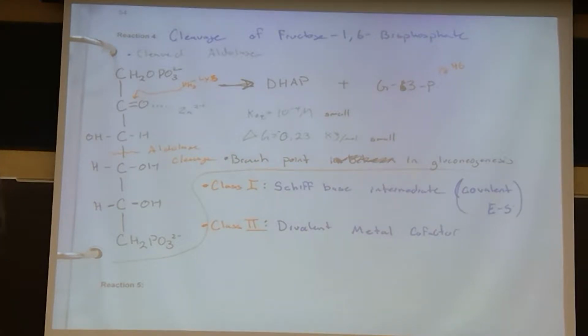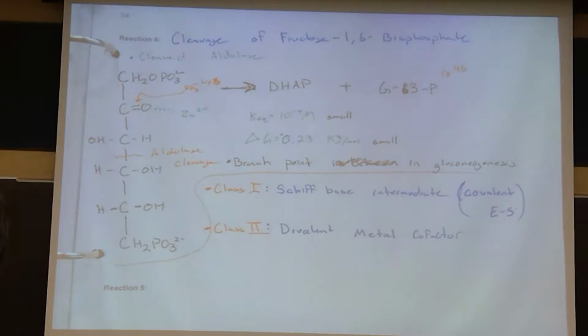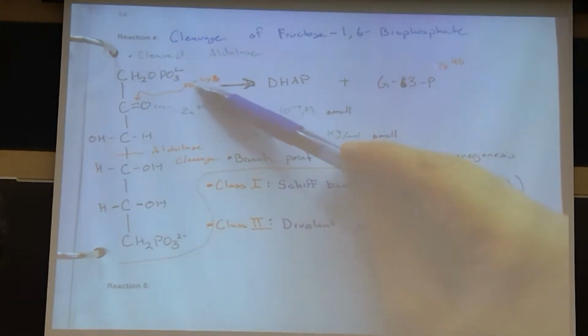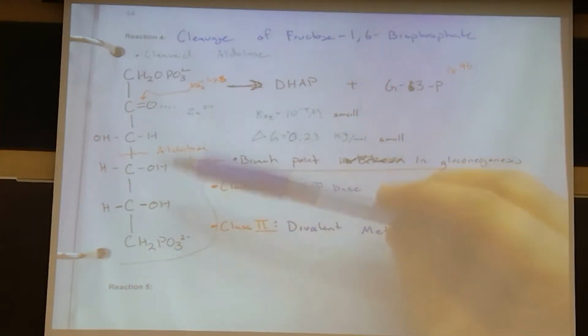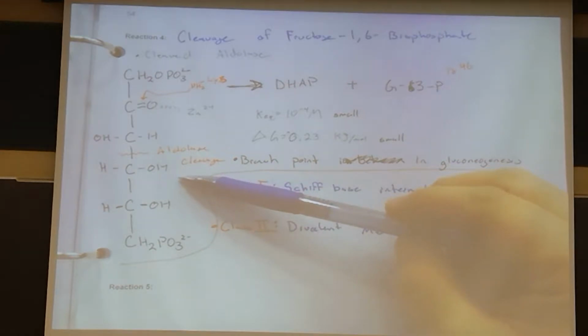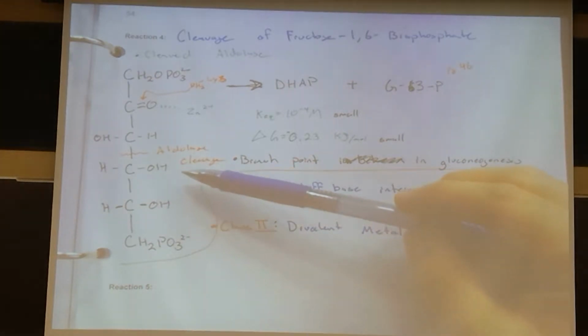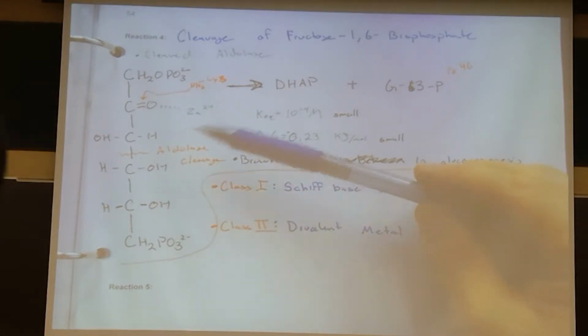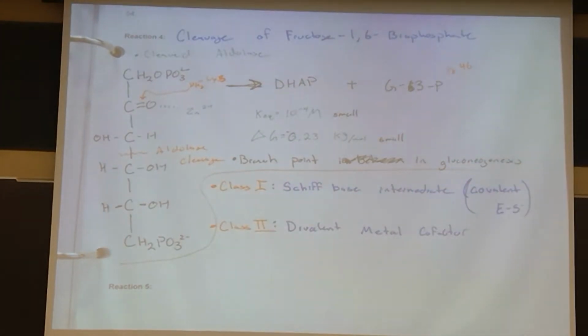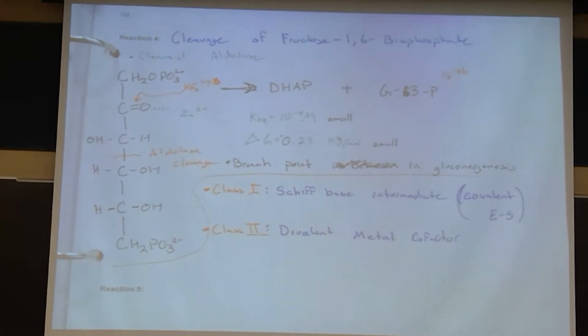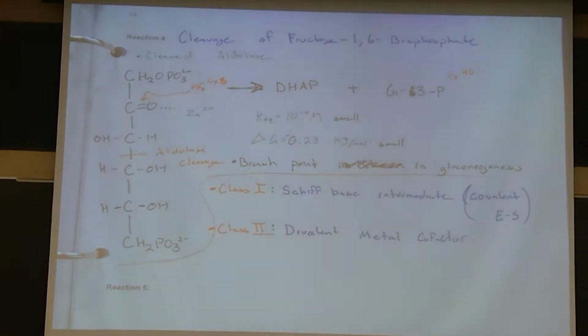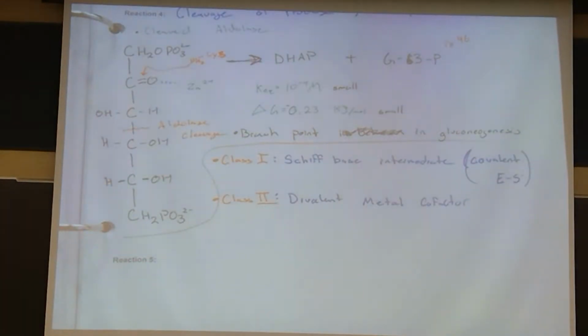So this reaction leads us to 2 products, right? If we're going to cleave our sugar, it's going to lead us to 2 different products. Yeah, this is kind of exciting. It's going to leave us with 2 different products, DHAP and G3P. We want G3P. So how do we convert in our next reaction?